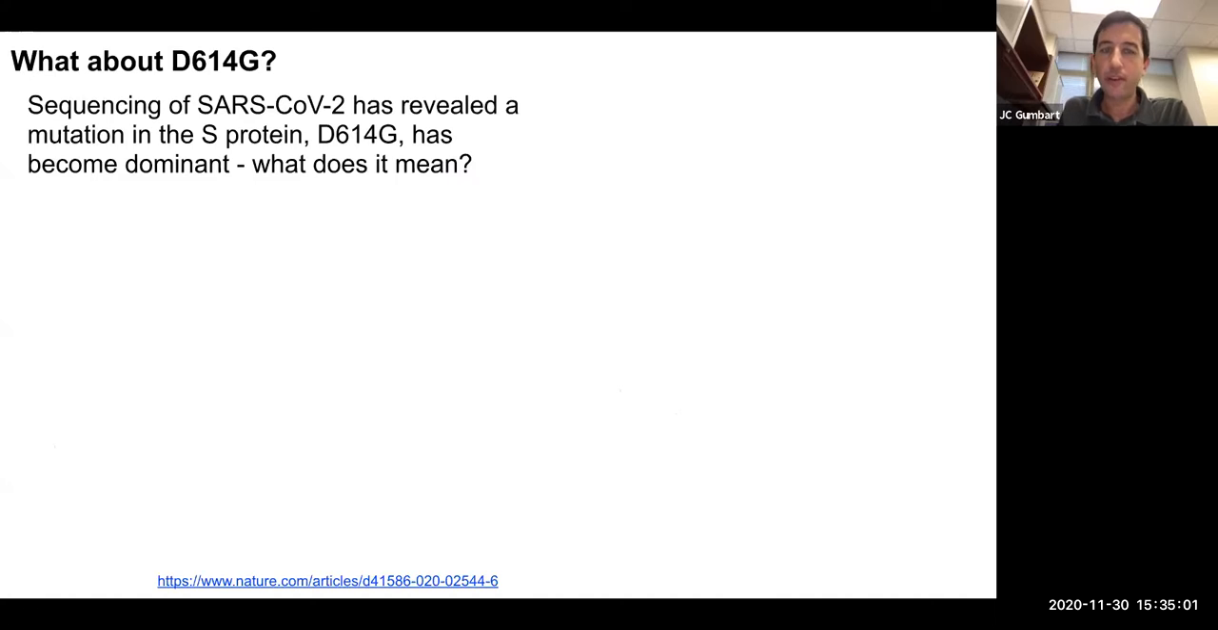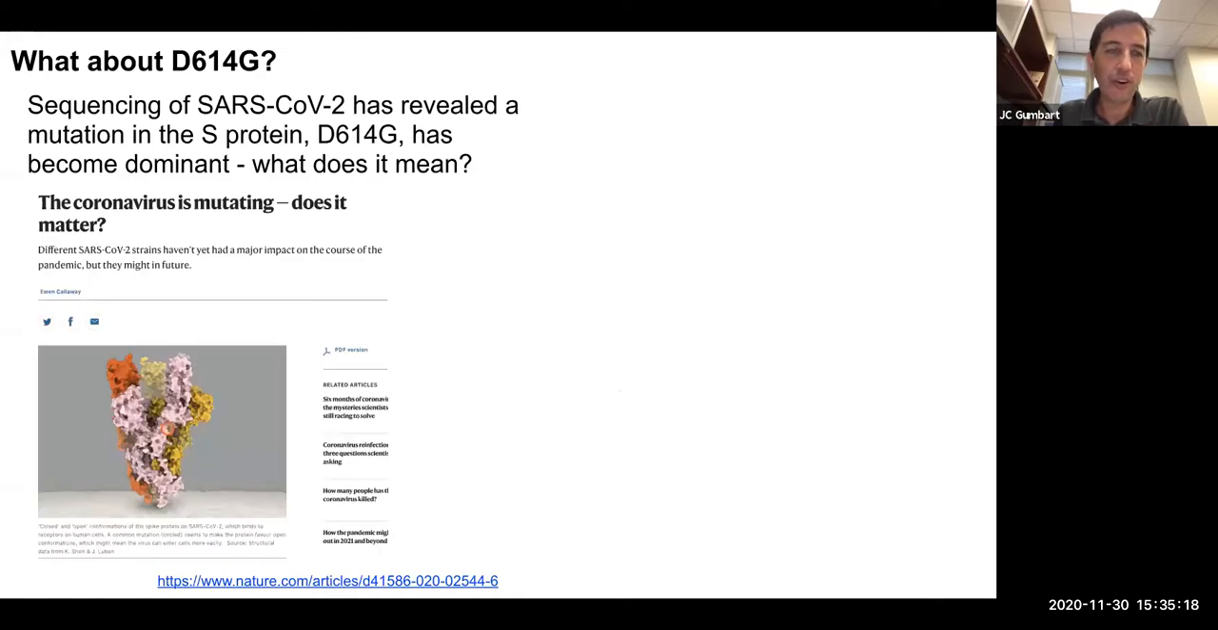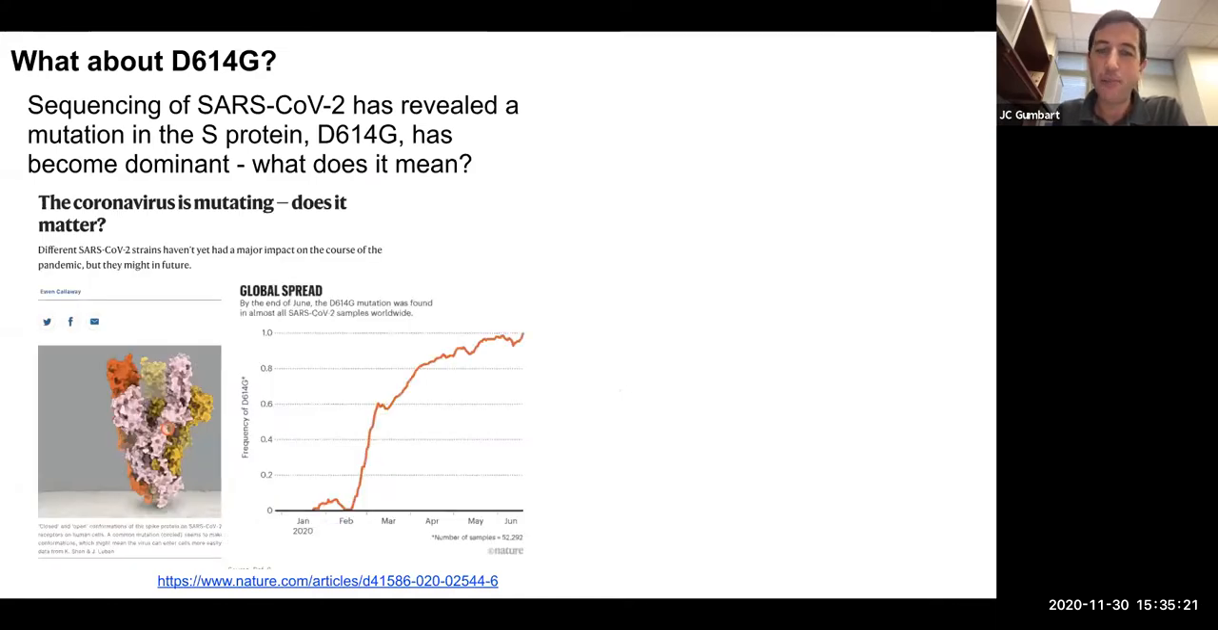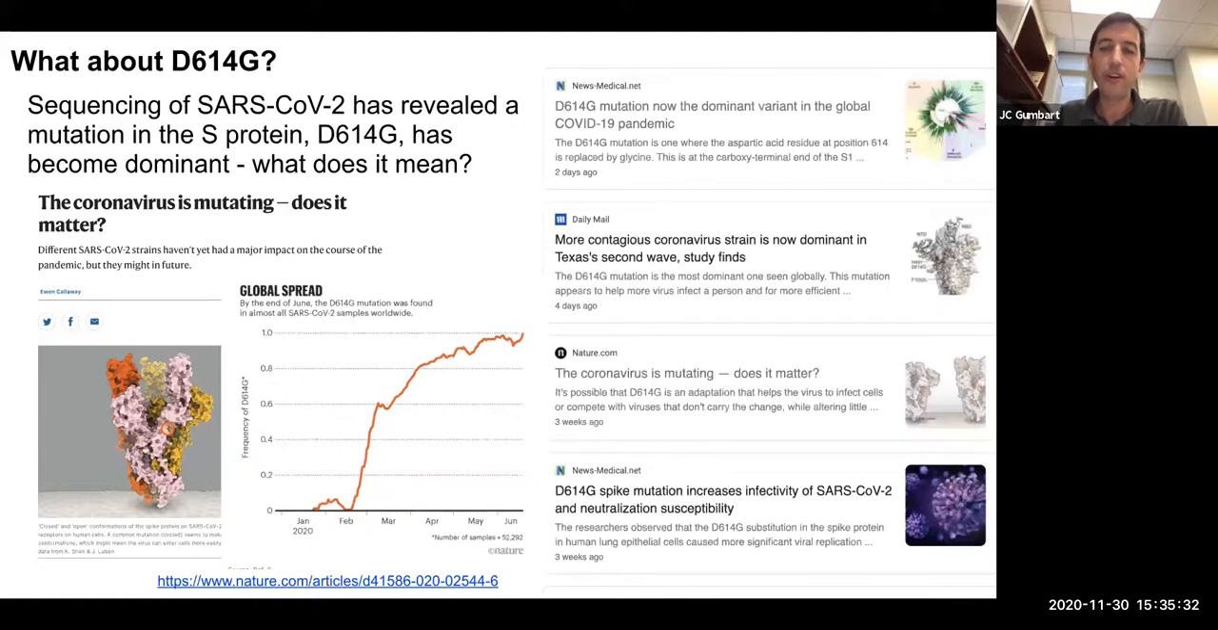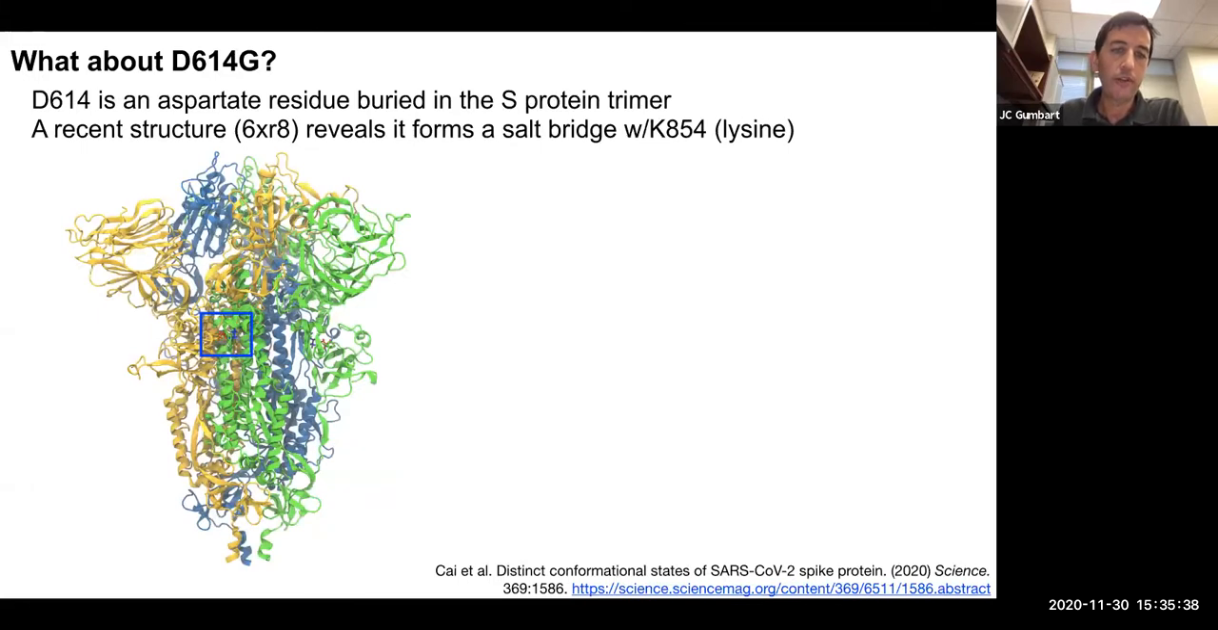Okay, so what about D614G? That was perhaps the most popular mutant that came about in the early summer. It was recognized as it quickly grew to take over, and by June, basically all of the coronavirus circulating was this D614G mutant. So we wanted to ask, well, what is it maybe doing? You see a number of news stories written about it. It's a residue near the center of the trimer.